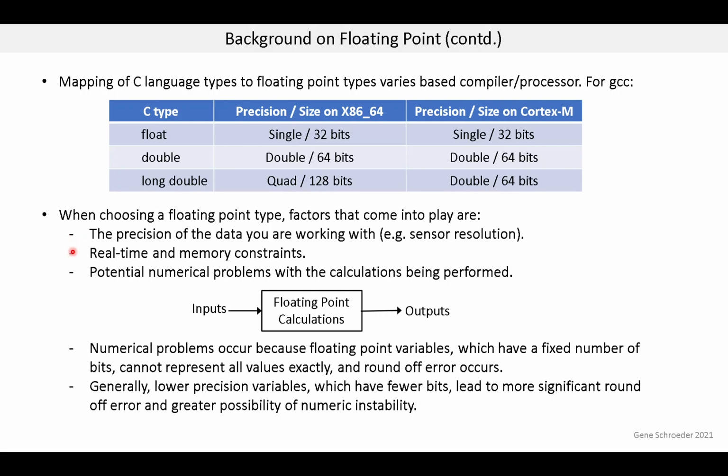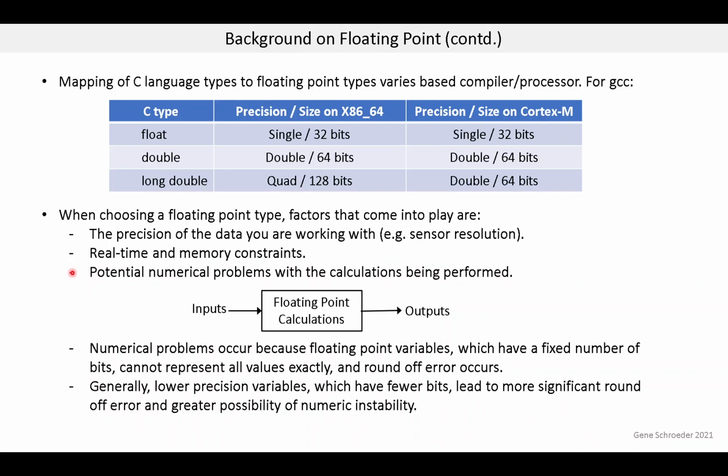Another thing is real-time and memory constraints. As we know, more precision means more memory and more real-time. And it might be that you would like to use doubles, but you just don't have the space or you don't have the real-time to do it.